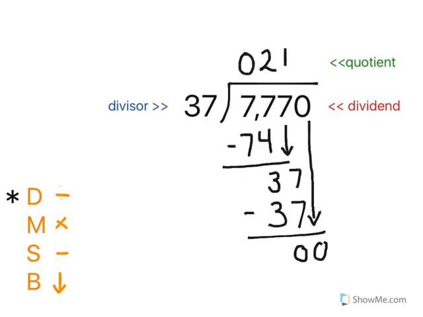I still have the same division problem of figuring out how many times 37 goes into 0, but I have to write that 0 on the quotient line above the 0 in 7,770. That gives me a quotient of 210 instead of just 21, which makes a lot more sense.